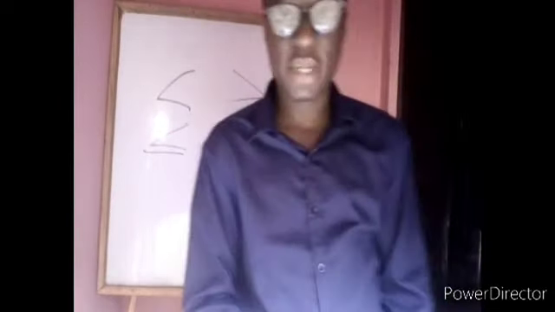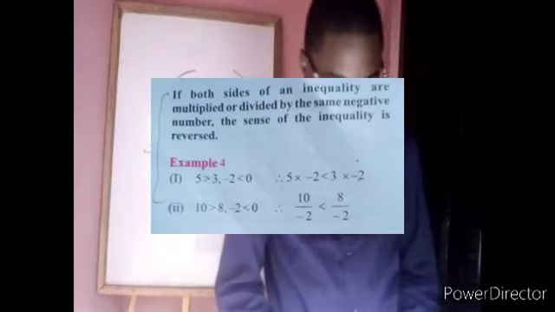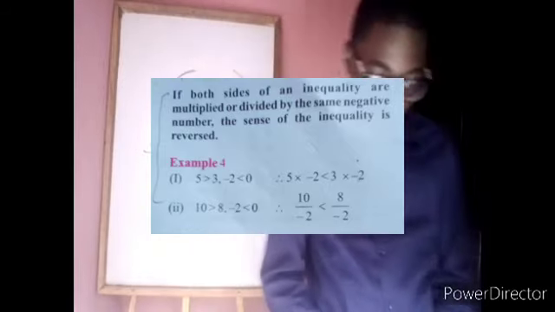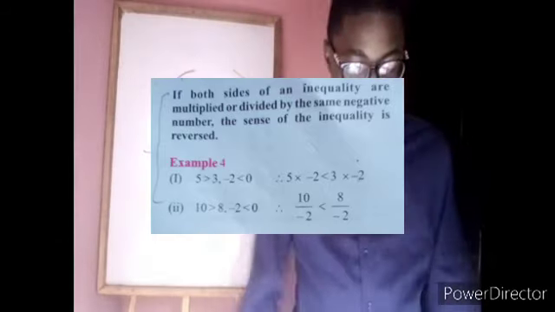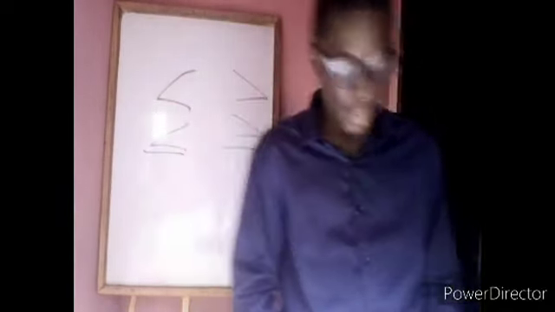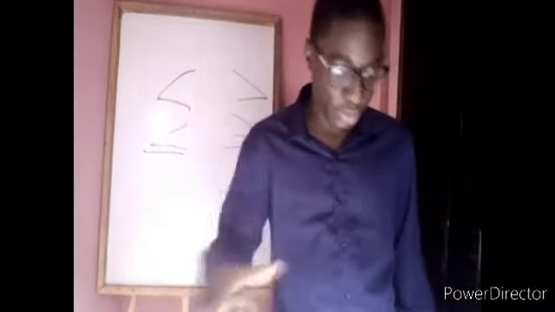Let's move on to the next concept for this video. We are talking about if both sides of an inequality are multiplied or divided. So listen carefully. If both sides of an inequality are multiplied or divided by the same negative number, then the sense of the inequality is reversed. So in this case, when we have negative numbers, they actually function to reverse the sense of our inequalities. Whereas in the first instance we have a non-reversal of inequalities, when we put negative numbers into the picture, it reverses the sign.